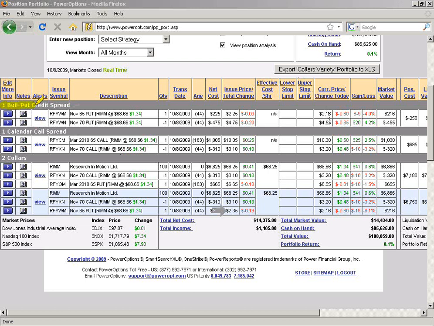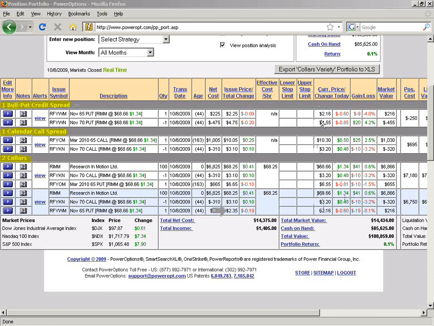So here we see we have one bull put credit spread, one calendar call spread, and two collars. So sometimes in my broker's account, when I look at my trades, I may have 3 or 4 stock positions open, and then underneath that I have 3 short calls listed, but they're not linked to the stocks. One of the benefits of the PowerOptions portfolio is everything is linked by strategy.